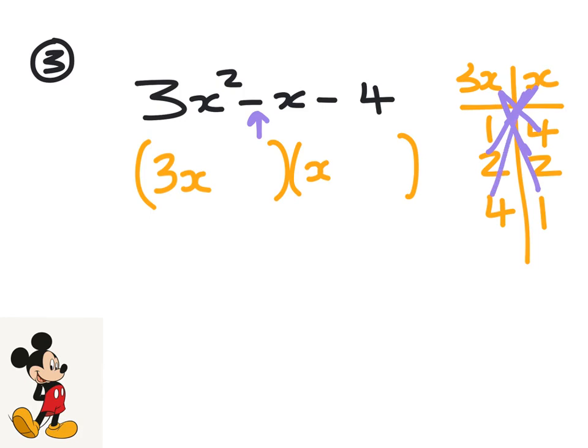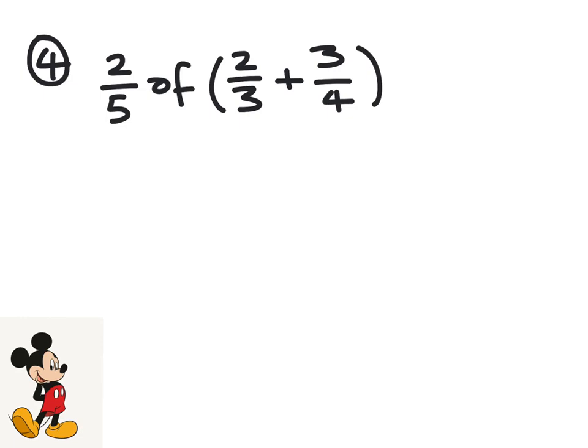So once you decide which one it is, one's going to be positive or negative, you need to decide which one it is, and then the numbers go in here and here. Question 4.